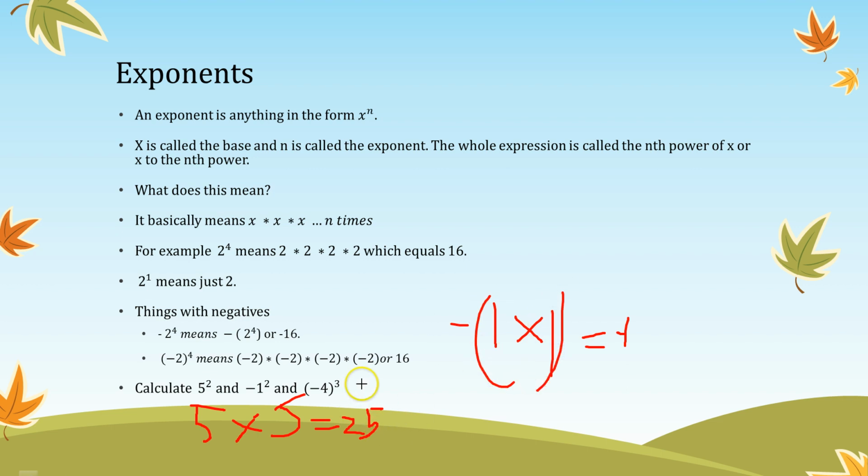So this is (negative 4) to the third power, which means that we multiply negative 4 by itself 3 times. Negative 4 times negative 4 times negative 4, which turns into negative 64. Exponents are actually pretty easy. They're not that difficult.